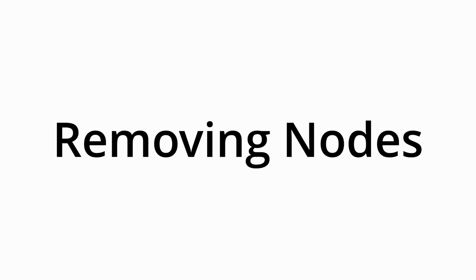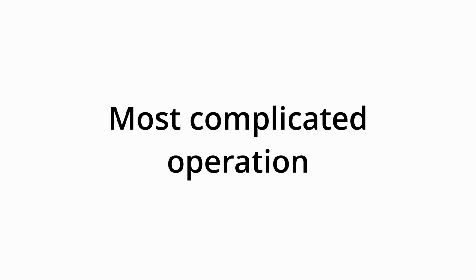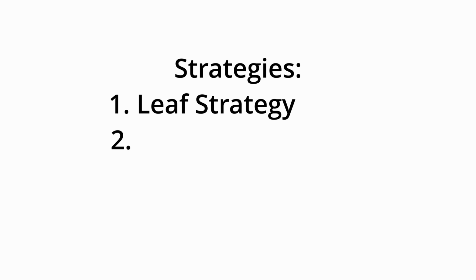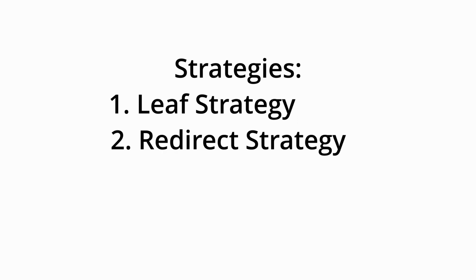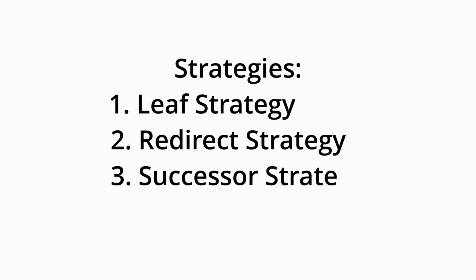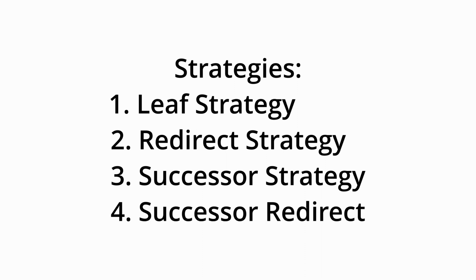The next of the main operations is removing nodes from the tree. Removing nodes is the most complicated operation and has 4 different strategies. The first is the leaf strategy, where the target node has no children. The second strategy is the redirect strategy, where the target node has 1 child. The third strategy is the successor strategy, where the target node has 2 children. Then there's the successor redirect strategy, which combines strategies 3 and 2.